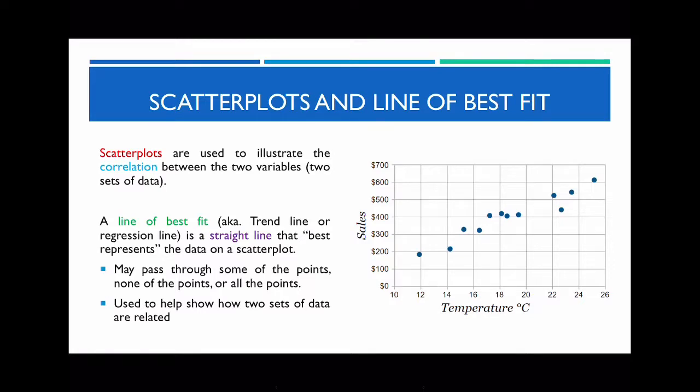By drawing this line of best fit, we can see whether the relationship is going to be a linear one or whether it's going to be a non-linear one. Now, when you're drawing this line of best fit, which we're going to talk about a bit later on, it may pass through some of the points, it may pass through none of the points, or through all the points. It will vary depending on where the actual dots are placed. And as I said before, it's used to show how these two sets of data are related to one another.